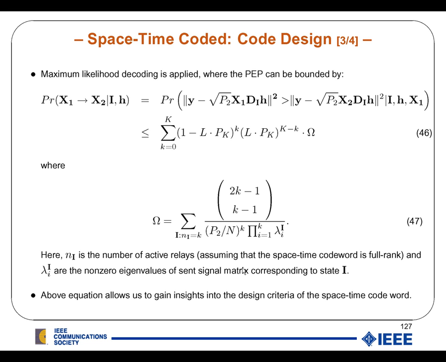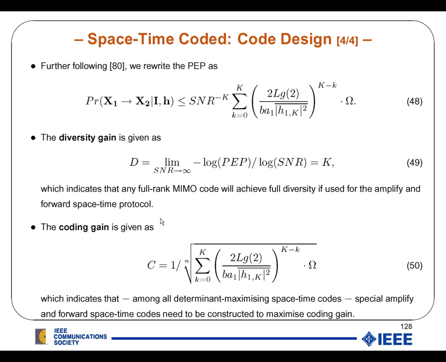Now that allows us to get a few insights on the design criteria, because if we look into the asymptotic regime, we can rearrange that equation in that fashion here, where we bring out the signal to noise ratio, and you see it has a diversity order of K here. So if we apply the diversity gain equation, we assume d to be the limit for signal to noise ratio going to infinity of minus log PEP over log signal to noise ratio, and that is exactly K. So that indicates that any full rank MIMO code will really achieve full diversity, the full diversity being K here, the maximum we can do with that type of relay protocol.